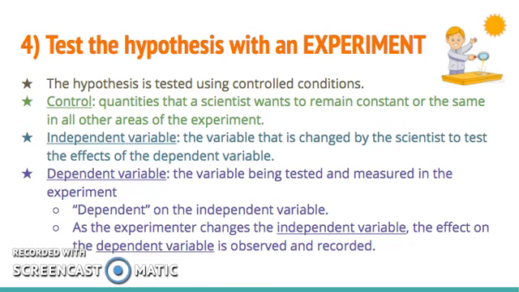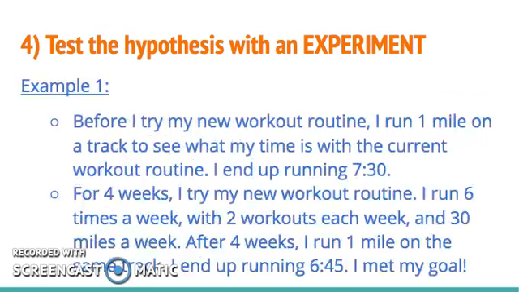So there's a lot of terms, and sometimes this can get really confusing. So let's look at what the control, independent variable, and dependent variable would be in my experiment. For my experiment, before I try my new workout routine, I'm going to run a mile on a track to see what my time is with the current workout routine. So with what I've been doing, what can I run? I end up running 7 minutes 30 seconds, so that's not my goal.